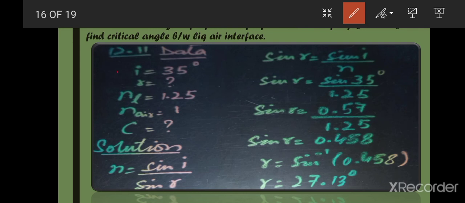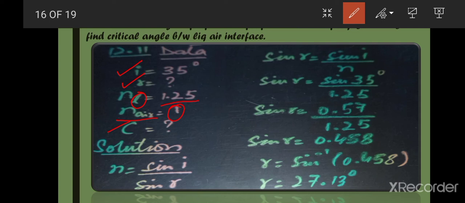Angle of incidence is 35 degrees. Angle of refraction is required, and the refractive index for liquid, NL, where L represents the liquid, is 1.25. You know that the refractive index of air is 1. Critical angle is also required. N equals sin I by sin R. This is Snell's law.